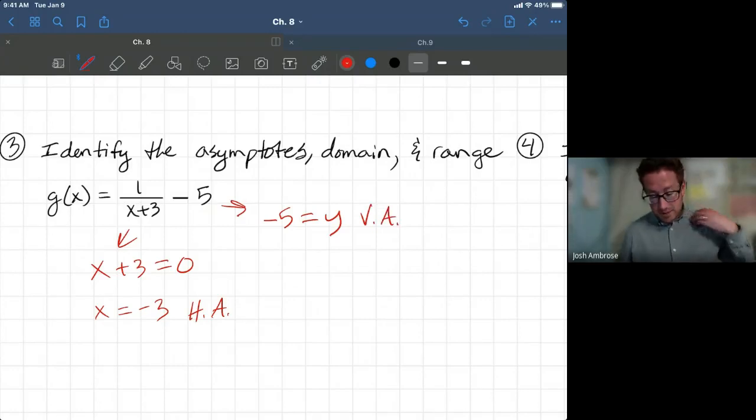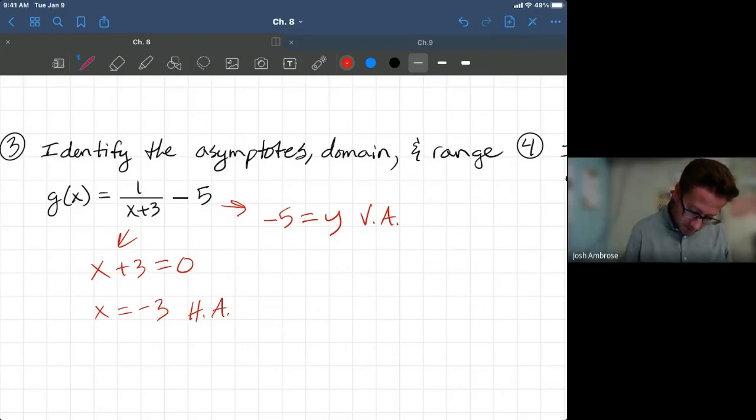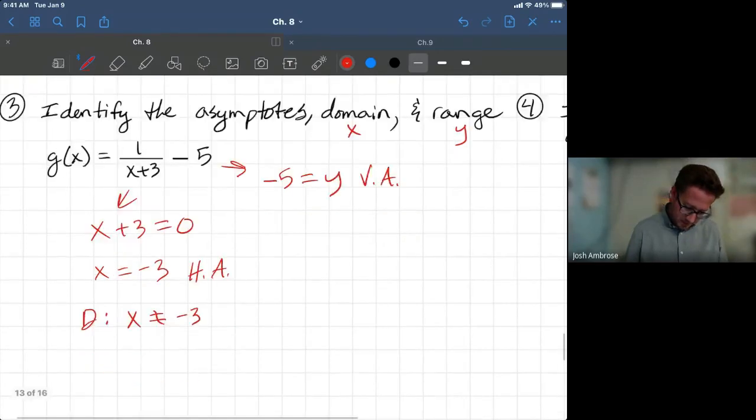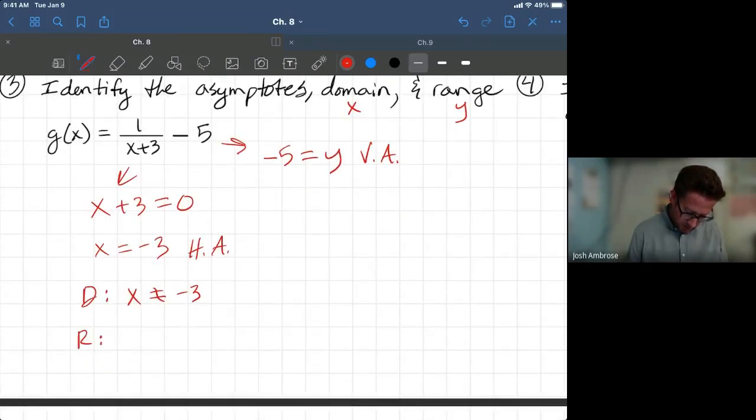Okay, now when it comes to the domain and range, remember that domain goes with x and range goes with y. So all you're looking at is saying, okay, for our domain, then x cannot equal -3, because that's the asymptote. And remember, the asymptote is the value that the graph gets very close to, but it doesn't actually touch or cross. Okay, and then the same thing would be applied to the range. We're going to say y cannot equal -5.